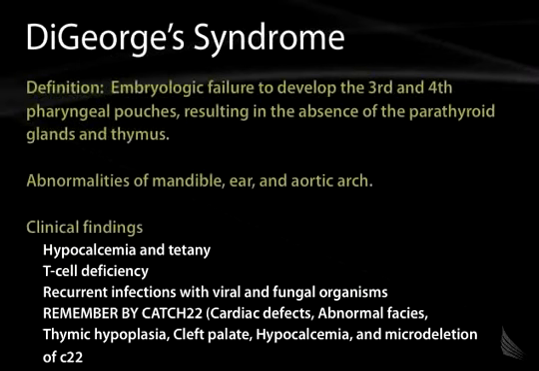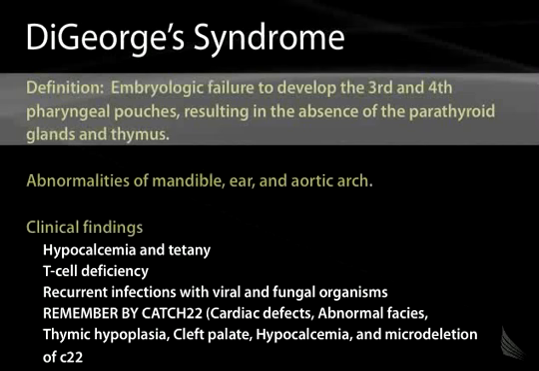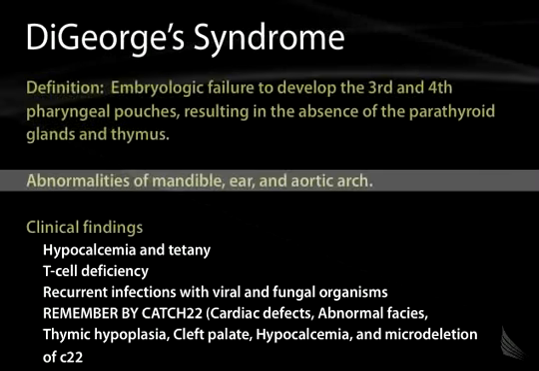DiGeorge syndrome is a particular form of congenital immunodeficiency that is associated with various characteristic facial features, a risk of cleft lip and palate, and changes within the thymus. It results from an embryologic failure to develop the third and fourth pharyngeal pouches, which leads to an absence of both the parathyroid glands and the thymus. One also sees abnormalities in the mandible, ear, and aortic arch, the former of which may lead to some of the characteristic facial dysmorphology that characterizes DiGeorge syndrome.